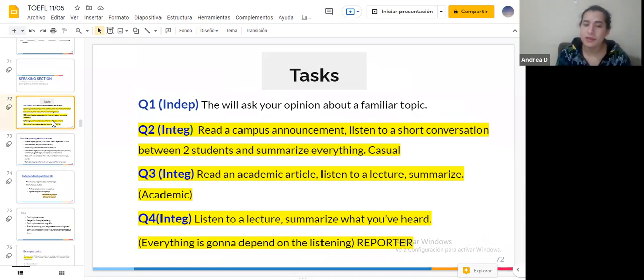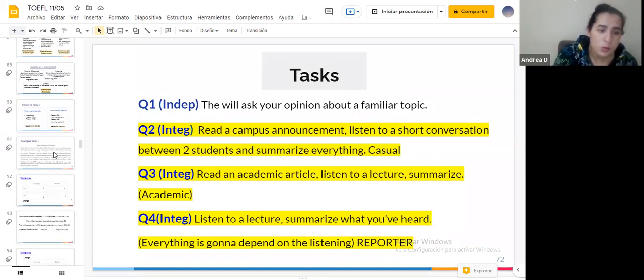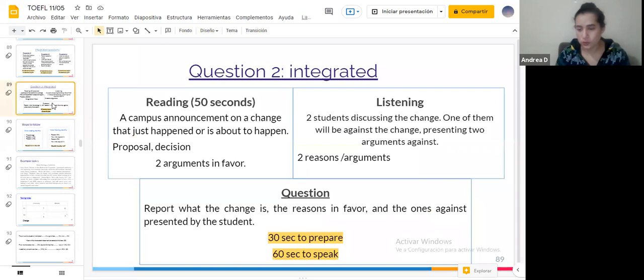Remember that independent means that, of course, it doesn't depend on anything, and you don't have to do anything before you answer the question, right? However, integrated is the opposite. So you have to read something or listen to something before you get to answer the question. That's what we're going to be working on today. We're going to start with task number 2, question 2 for the speaking section, 2 out of 4.